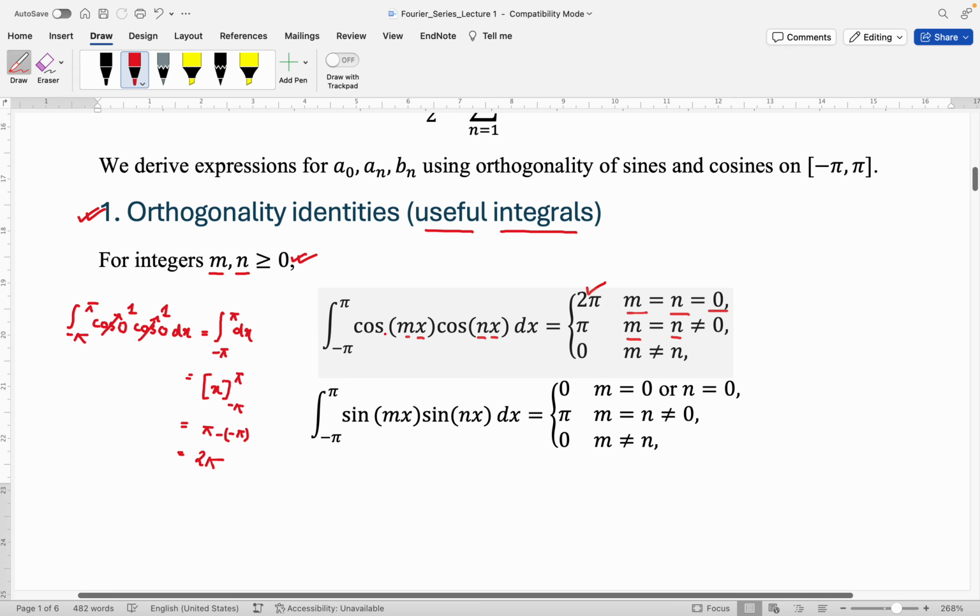Next, if m and n are not equal to 0, and m is equal to n, both of them are equal, then your integration would be from minus pi to plus pi of cos mx times cos mx dx. So this is the integration from minus pi to pi of cos square mx dx. Now we have to solve this to find out the result.